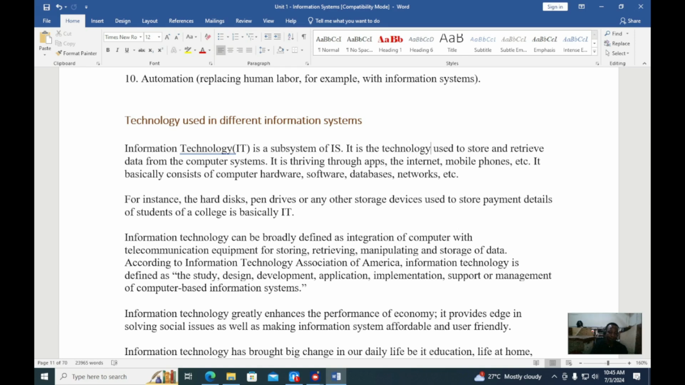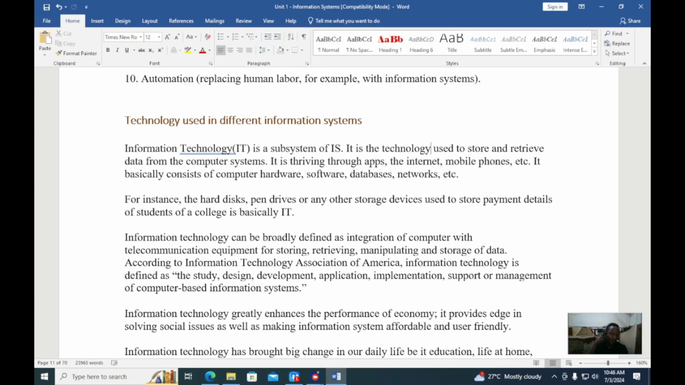So information technology is basically focusing on the technology that is being used to store and retrieve data from computer systems. What technology are we using? That is why I talked to you about the 4 components. I said the hardware, the software, the databases, and the network, and I told you they are information technology. So they are the technologies that are used to store and retrieve data from a computer system. That is IT, information technology.